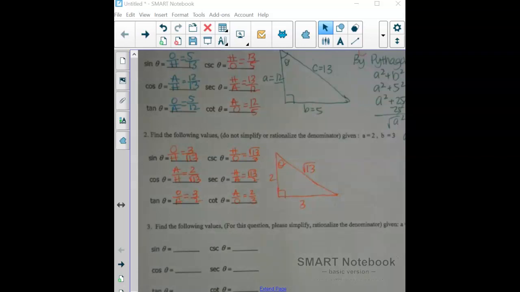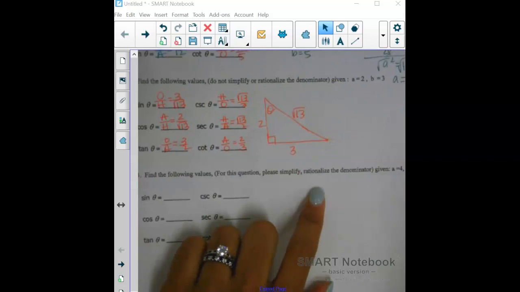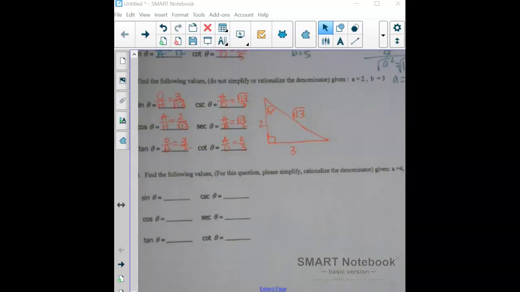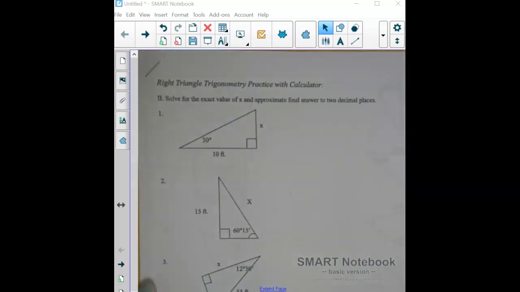Questions, concerns, fears from this page? All right, good. Let's go ahead and move over to the next page. So question 3 at the bottom, it does tell you to rationalize. If you don't remember how to rationalize, I'm going to show you how on the first question on the next page. So let's go ahead and look at right triangle trigonometry practice with the calculator.